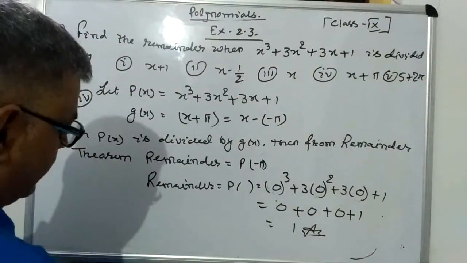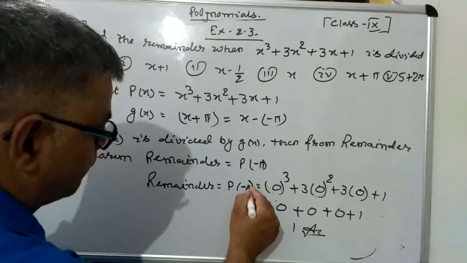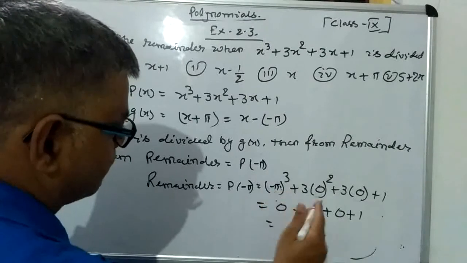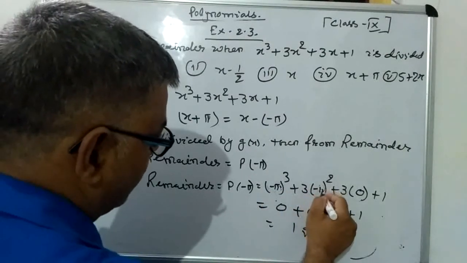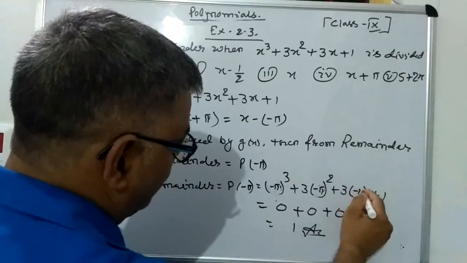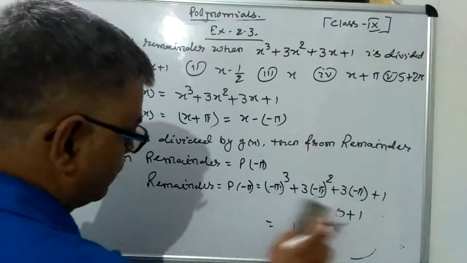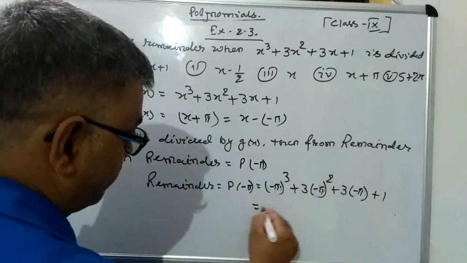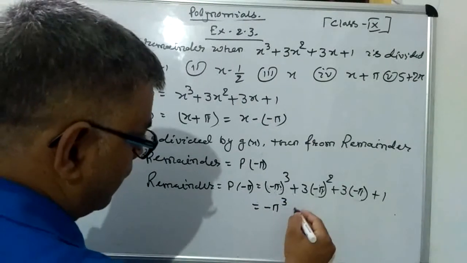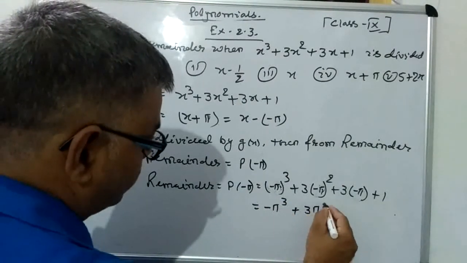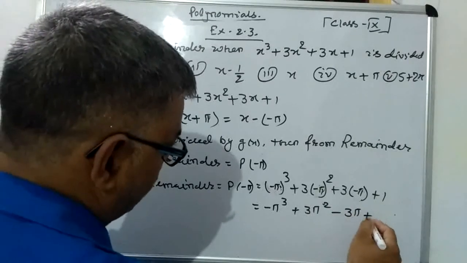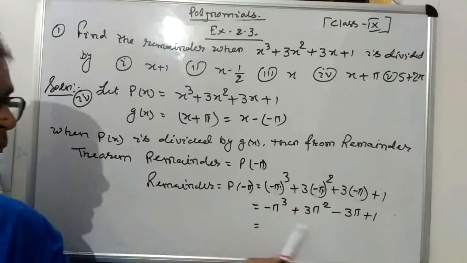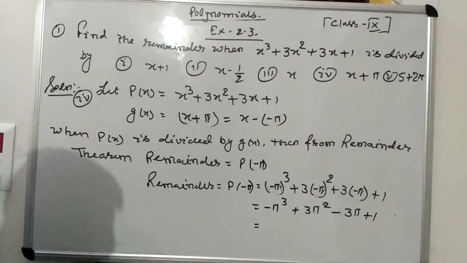So you need to calculate polynomial of minus pi. So when you calculate polynomial of minus pi, then here it will be minus pi, here it will be minus pi, and here it will be minus pi. So now you simplify it. So after simplification you will have minus pi cube plus 3 pi square minus 3 pi plus 1. And now putting the value of pi, that is 22/7, and simplifying it, you can obtain the remainder of this question.